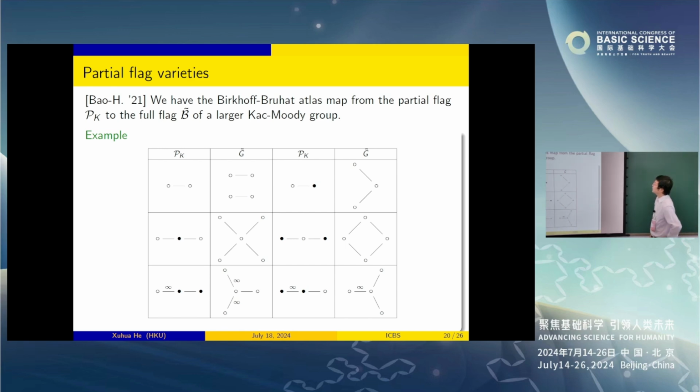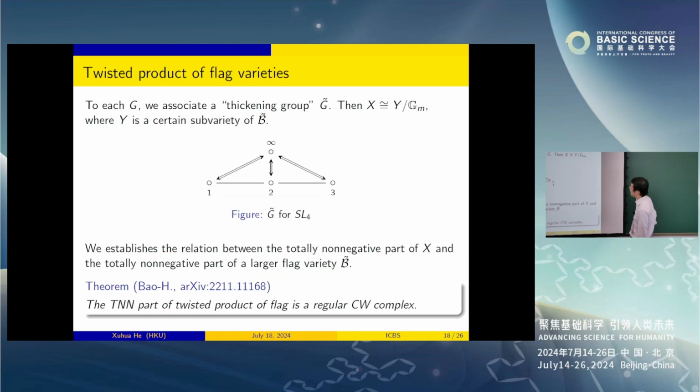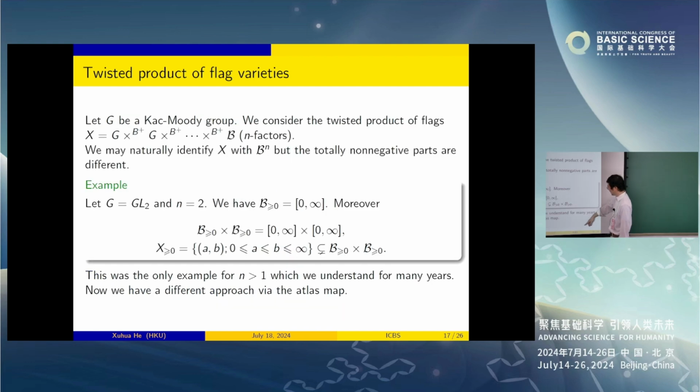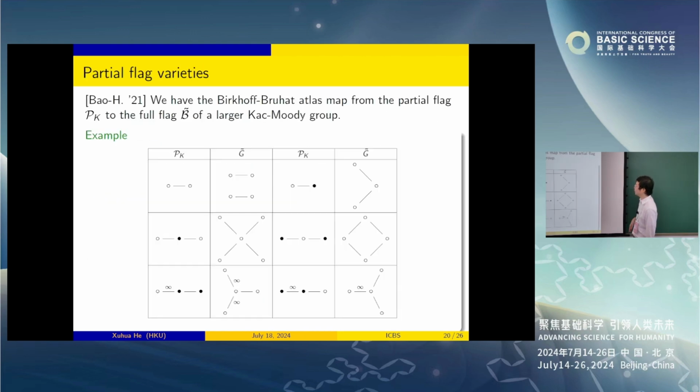Okay, so the partial flag. So the idea for the partial flag is actually similar to the thing which we discussed here for the atlas map. But here the atlas map is more difficult to explain.